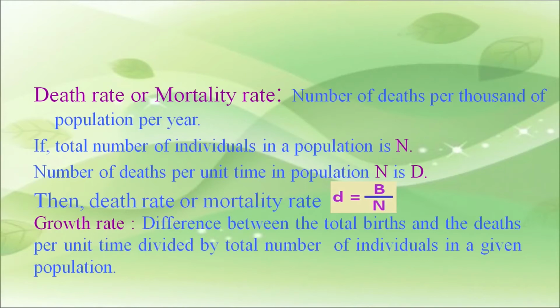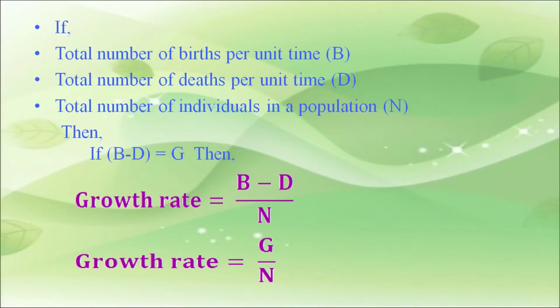Next is death rate, the number of deaths per thousand of population per year. If the total number of individuals in a population is N and the number of deaths per unit time is D, the death rate d is equal to D upon N. Growth rate means the difference between the total births and total deaths per unit time divided by the total number of individuals in a given population. Total number of births per unit time is B, total number of deaths per unit time is D, and total number of individuals in a population is capital N. Then if B minus D is equal to G, the growth rate is B minus D upon N, or G upon N.